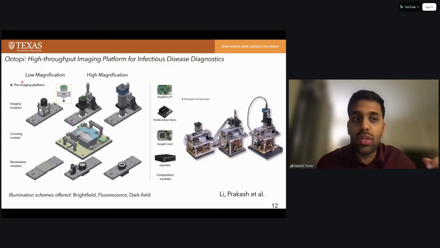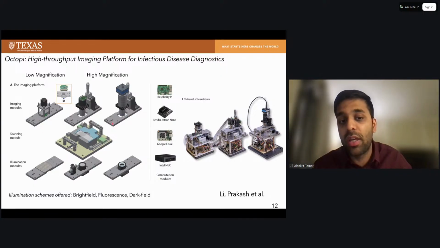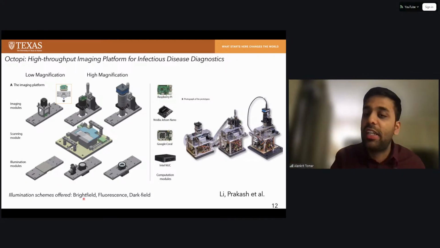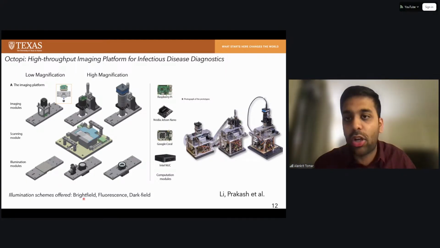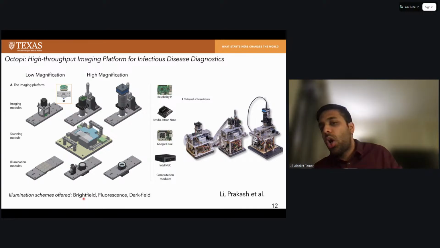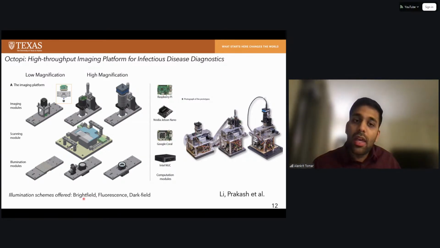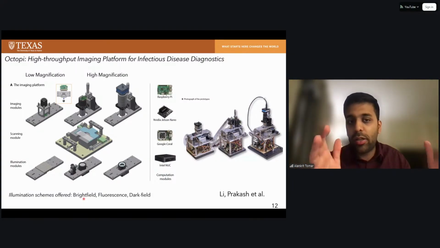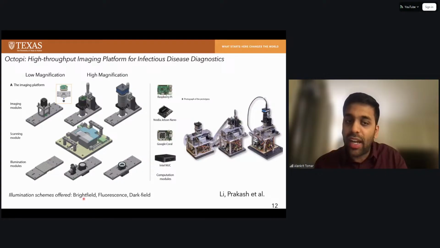You can choose a low magnification imaging module. You can put it on top of the sampling stage, and you can use any illumination technique possible, such as bright field microscopy or fluorescence microscopy or dark field microscopy. And I'll show a video later, but this is a very small device, and it's portable.